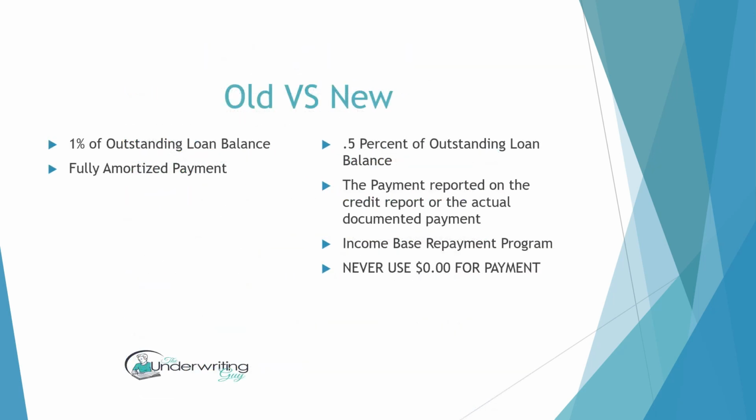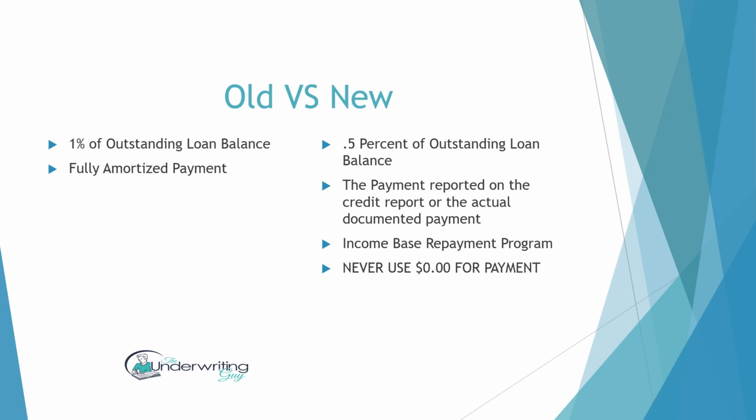Let's highlight the main differences between the old guideline and the new guideline. The old guideline, we had to use 1% of the outstanding student loan balance, or we had to find out what the fully amortized payment will be, no matter what the borrower is actually paying. The new guideline gives us some breathing room, and it also aligns more with the reality of the borrower's repayment. Instead of using 1% of the outstanding balance, the change lets us use 0.5%. The new change also lets us use the payment reported on the credit report, even if the 0.5% is more than the payment on the credit report.